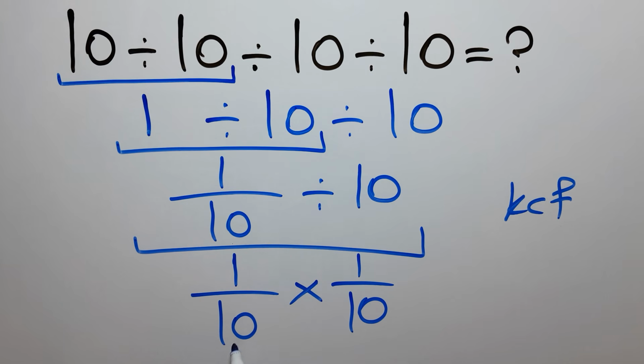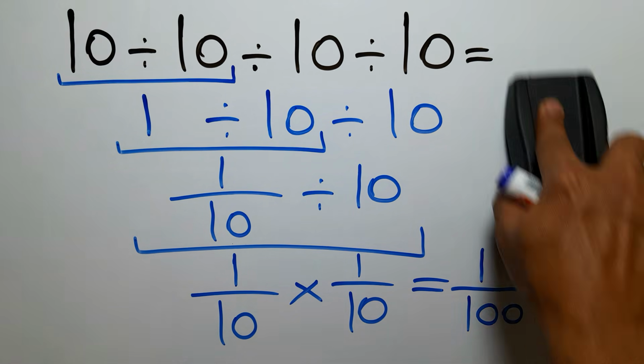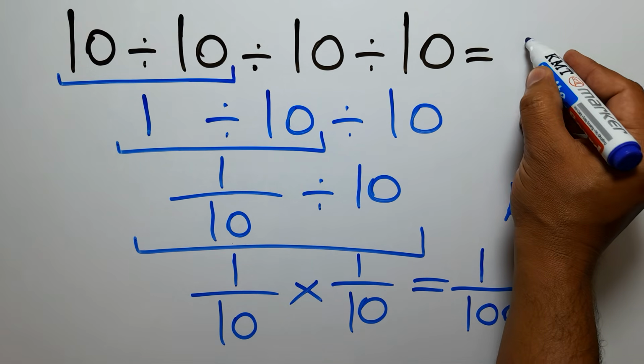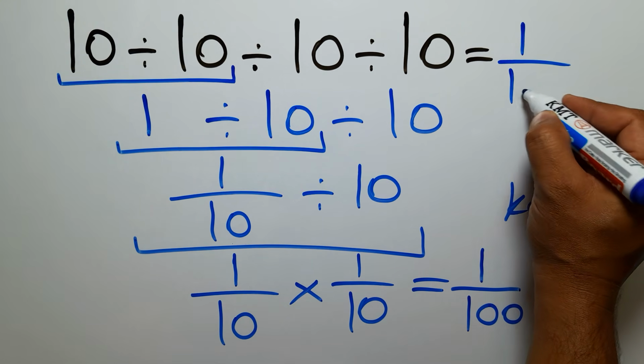So we have 1 over 10 times 1 over 10, which equals 1 times 1 gives us 1. So 1 over 10 times 10 equals 100. So we have 1 over 100. And this is our final answer to this problem. The correct answer is 1 over 100.